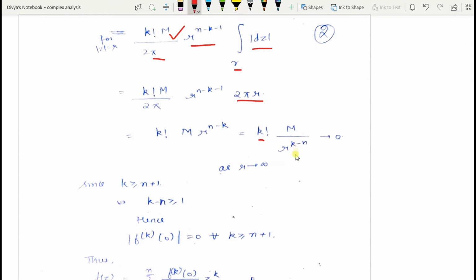So evaluating this, we have k factorial times M upon r to the power k minus n, which tends to 0 as r tends to infinity. So what we had to prove is proved. Now since k is greater than or equal to n plus 1, we had to prove that this holds for n plus 1 and above. So since k is greater than or equal to n plus 1, k minus n would be greater than or equal to 1, and hence since k minus n is at least 1, r would be in the denominator only.